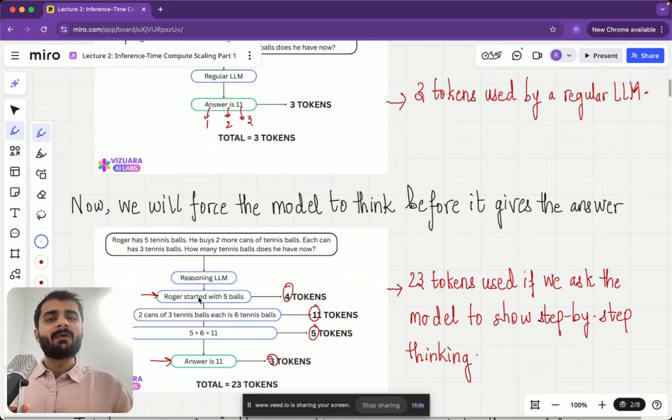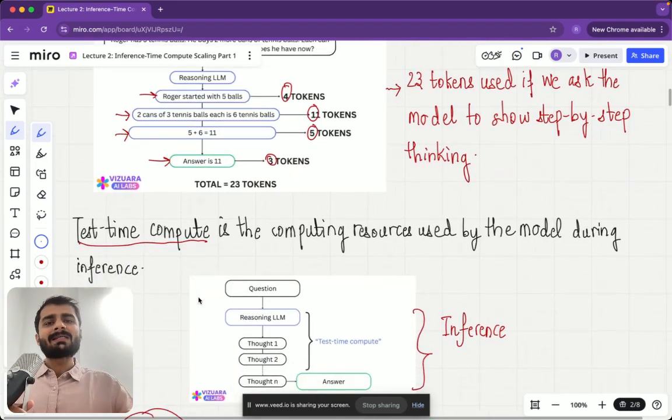Now we will force the model to think more before the model gives an answer. So instead of directly giving the answer, which is 11, the reasoning based large language model comes up with a series of steps. The first step is Roger started with 5 balls. This step uses 4 tokens. The second step is 2 cans of 3 tennis balls each is 6 tennis balls. This step uses 11 tokens. And the last step is 5 plus 6 equals 11. This step uses 5 tokens. So when we ask the model to think more, it certainly uses more number of tokens before it gives you the answer.